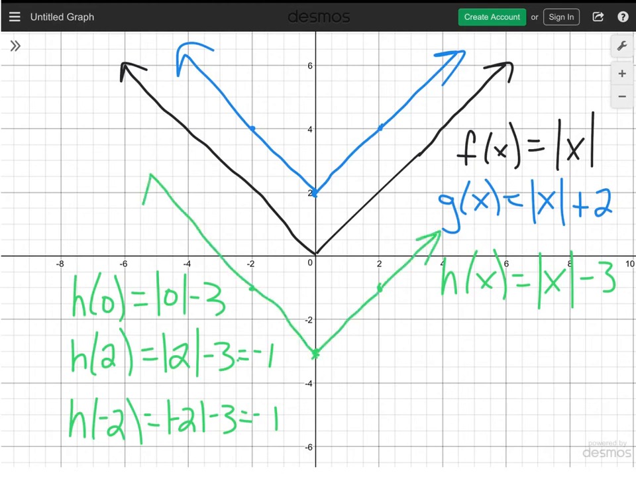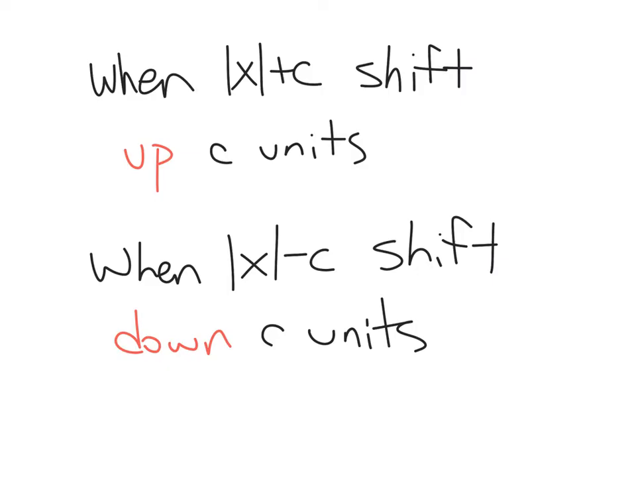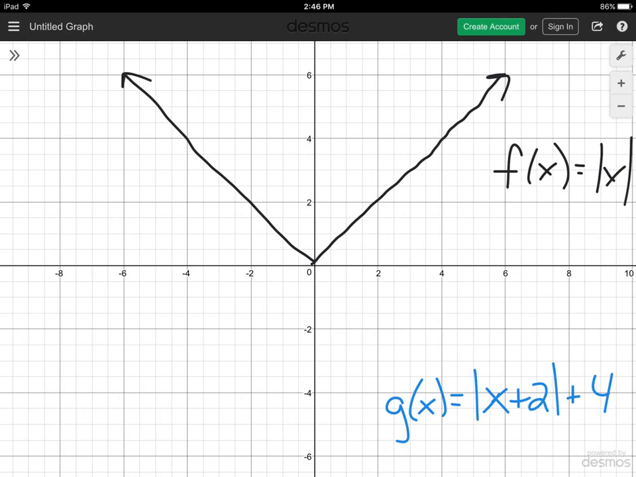Notice that it's the same shape, right? Just shifted down 3. Negative 3, shifted down 3. Positive 2, shifted up 2. So here's what we can say about c then. If you have the form of the absolute value plus c, it'll shift up. And when it's the absolute value minus c, then it'll shift down. So everything is compared to the original one, f of x equals the absolute value of x.